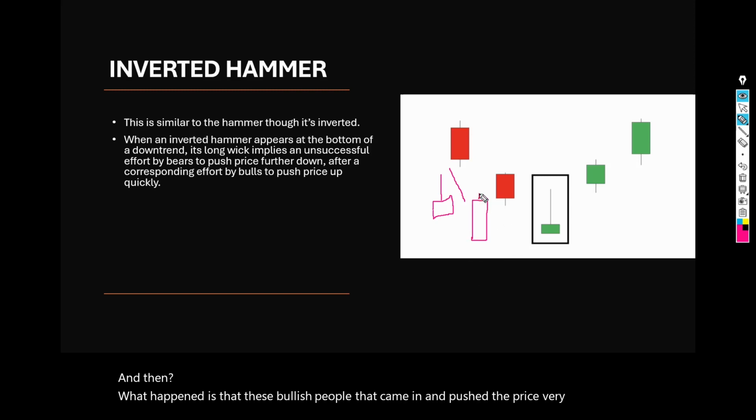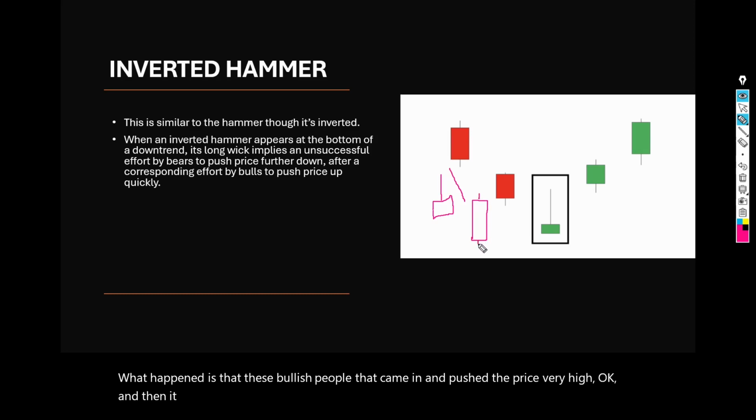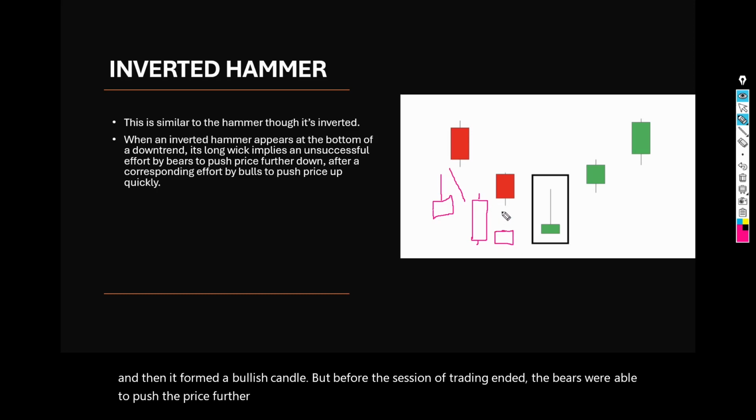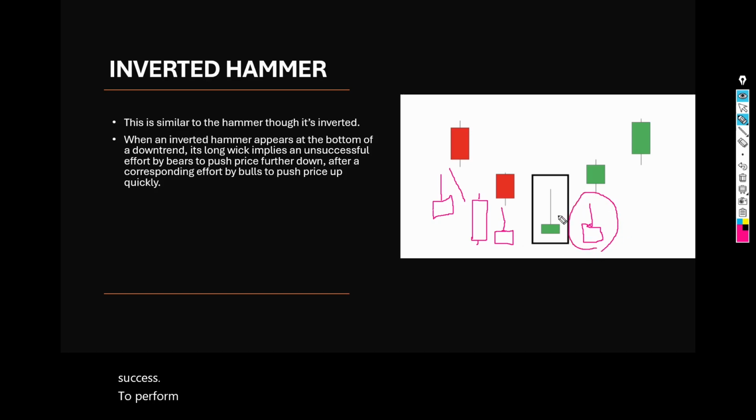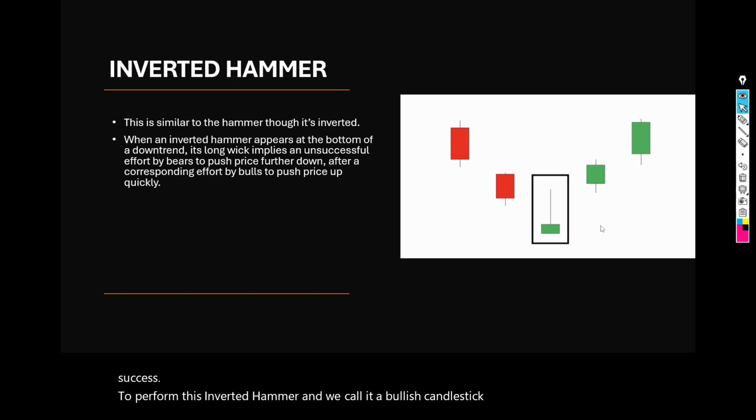Okay, and then it formed a bullish candle, but before the session of trading ended, the bears were able to push the price further down to form this inverted hammer. But their unsuccessful effort to push the price further down to become a complete bearish candle is what we call the bullish success to form this inverted hammer, and we call it a bullish candlestick pattern. Okay.